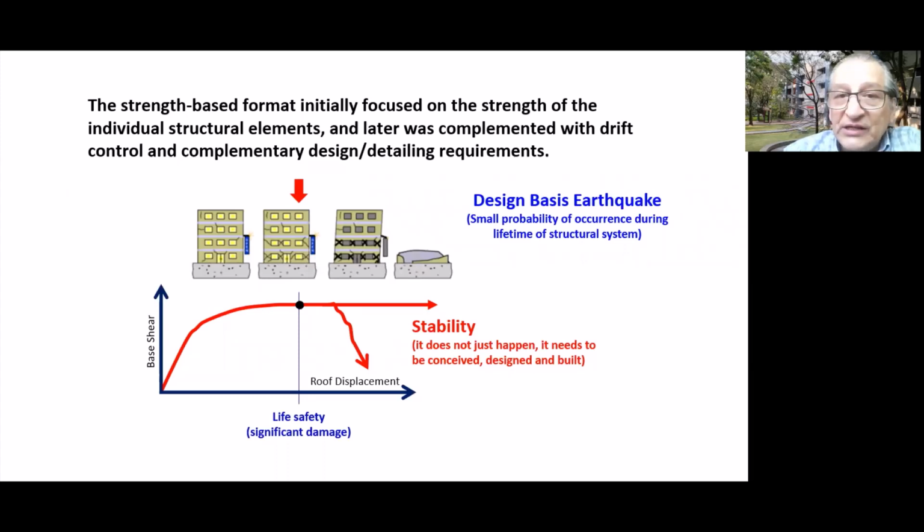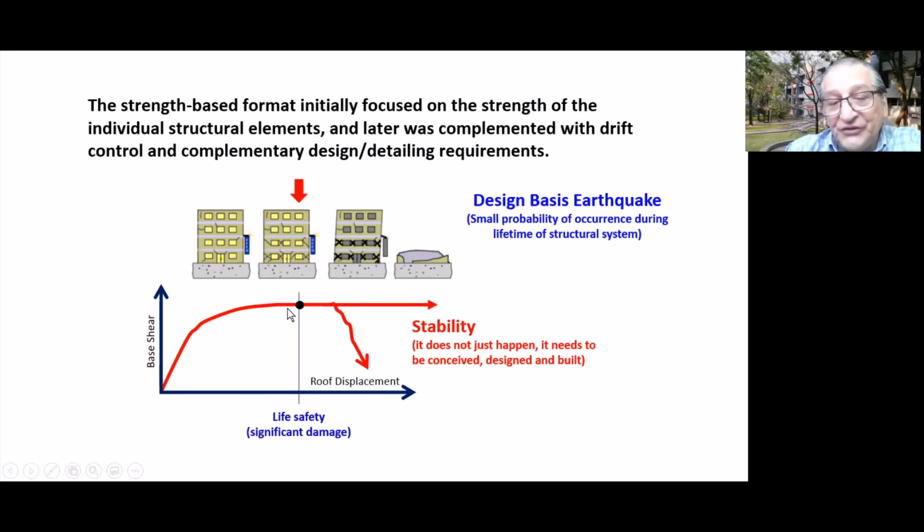So the strength-based format initially focused on the strength of the individual structural elements, but later was complemented with drift control and complementary design detailing requirements. So at first, we believed that strength was the most important property that a structural system should have, but then we understood that we needed to provide stability. And we also understood that stability just does not happen. It needs to be conceived, designed, and built.